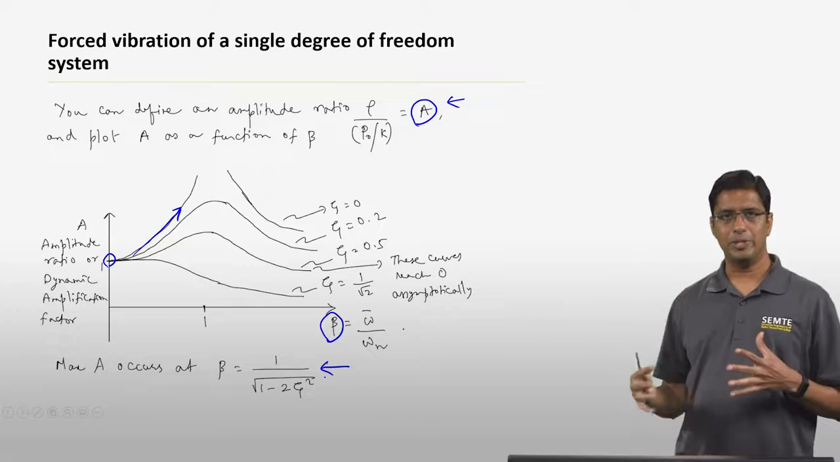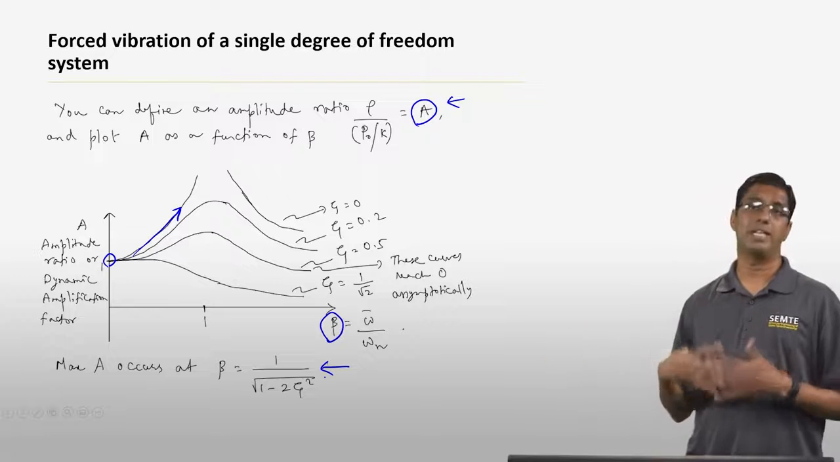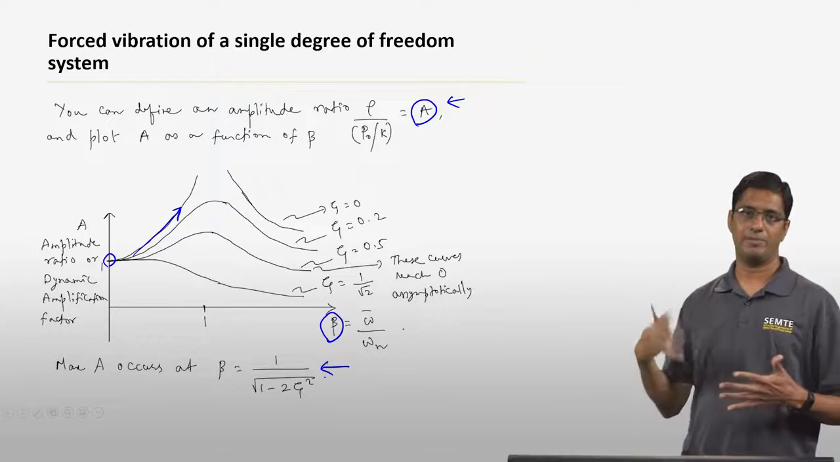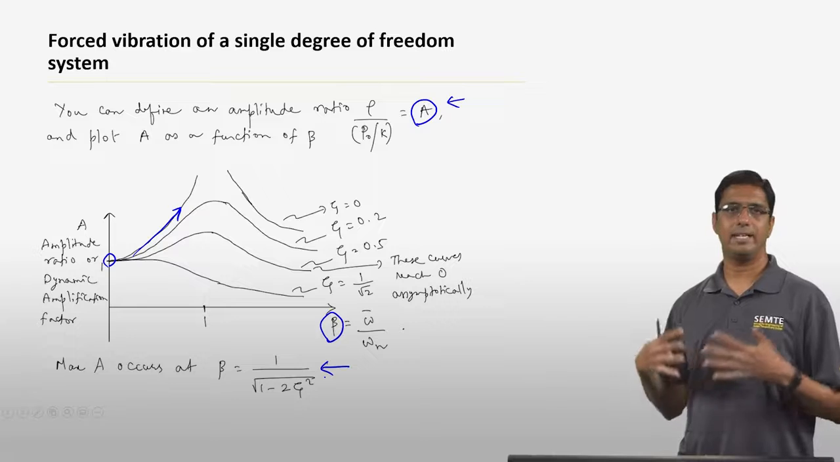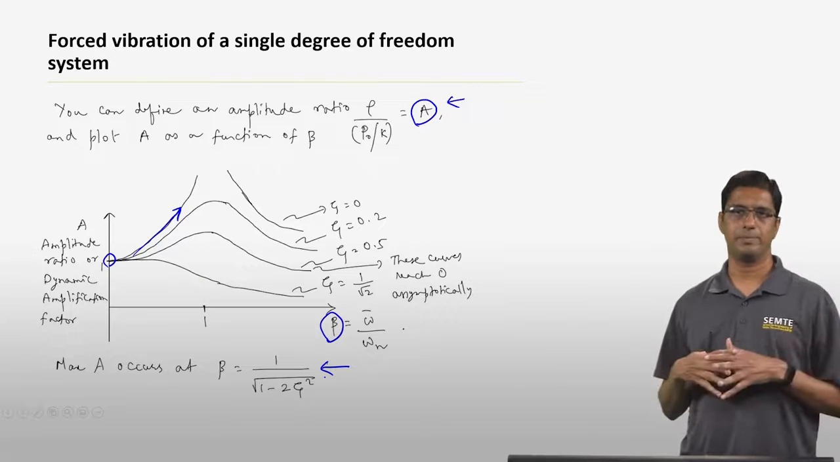So this beta value close to 1 is when you have the maximum amplification. Okay? But the amount of amplification depends on how much damping you have in the system. Okay? If you have a lot of damping, if zeta is large, then the amplification ratio becomes smaller, or the amplitude ratio becomes smaller. Okay?